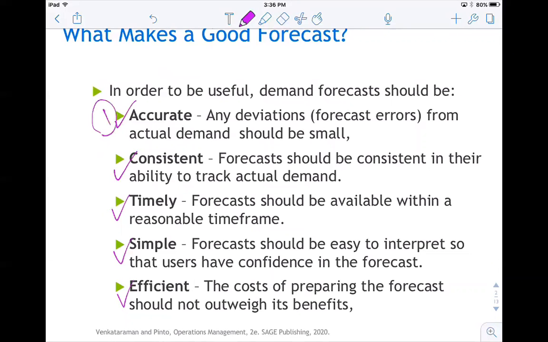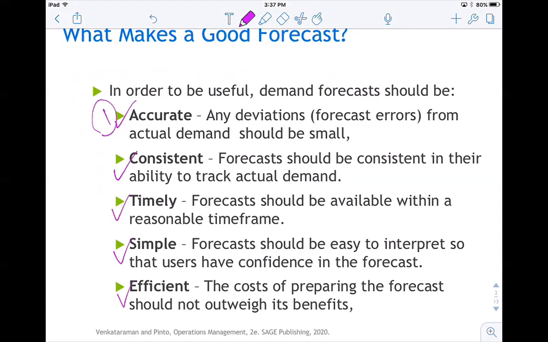Well, how do we measure accuracy? Is it just a difference between the forecasted value versus the actual value? Well, that's just a good start, but we have to do some more operations to actually calculate a forecasting error, and that's going to be the topic of week 4.